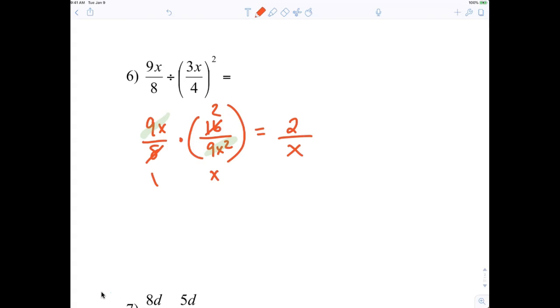I'm a little confused about how he did the 16 and 9x squared. Because look right here. See this? Squared. What's 3? And you switch it because that's right. Good?